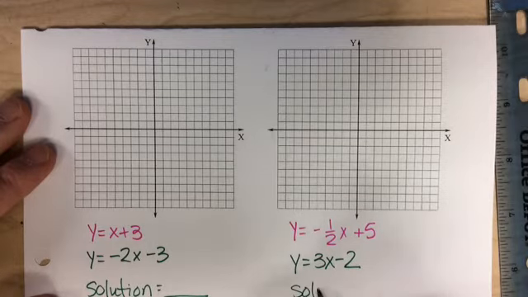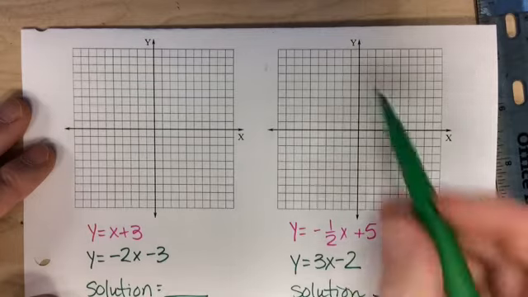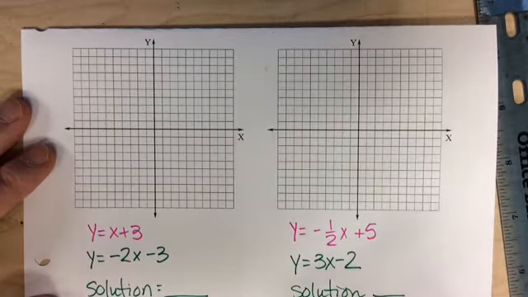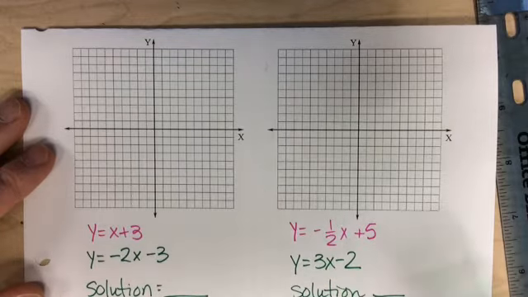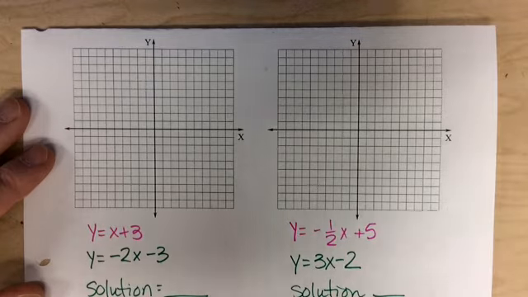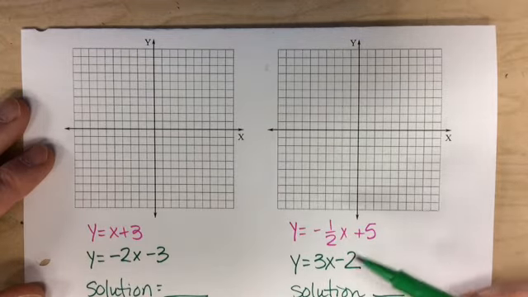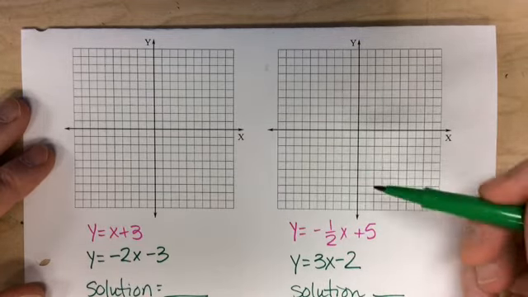Same thing over here. Graph both of those lines on your coordinate plane, find where they cross, and that is the solution. If you have questions about how to graph these lines, remember you can go back and look in your notes, because this isn't new. We're just adding 2 lines to the same graph.